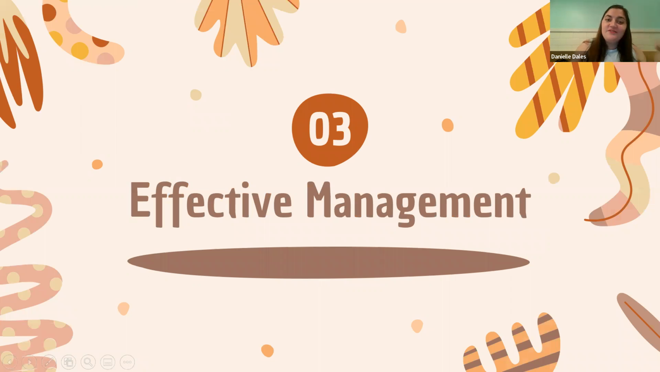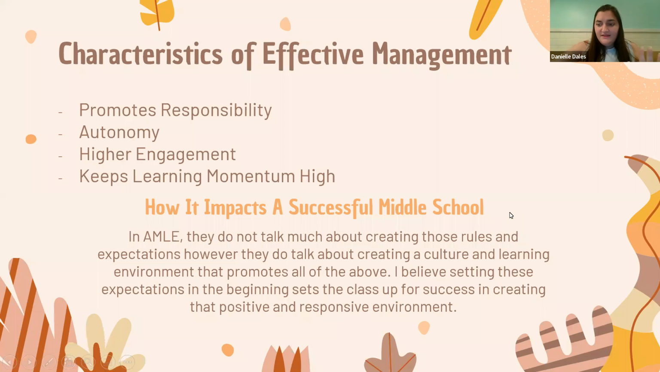Our third step ties in really well with the last one for positive community. It's effective management. For me, they honestly go hand in hand, but they're just a little bit different, but they work really well together. So on this one, effective management is promoting responsibility, autonomy, and higher engagement in the classroom. It's explicitly teaching those behavior expectations early in the year. It's providing clear and immediate feedback, and it's connecting the meaningful expectations that we have in the classroom to each student's goals.